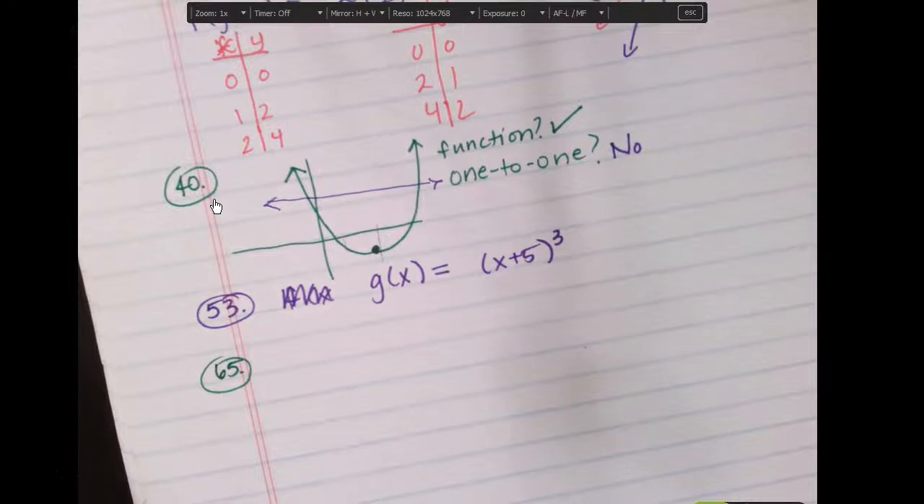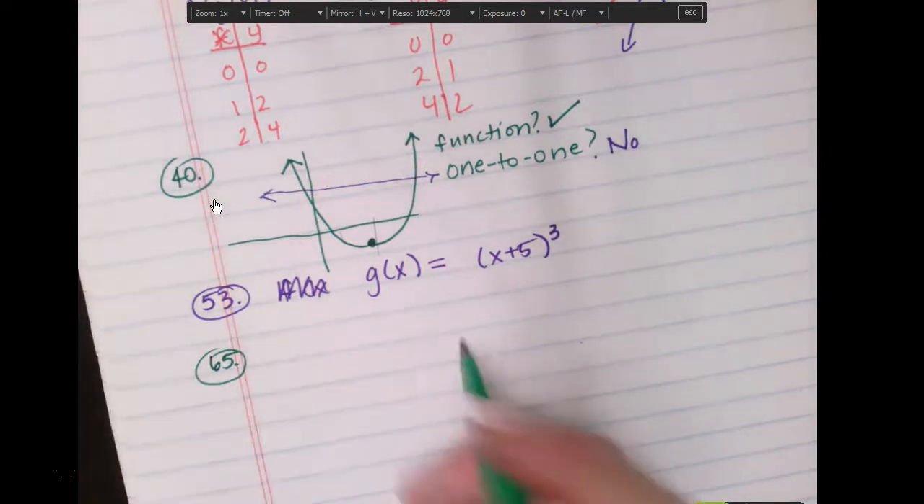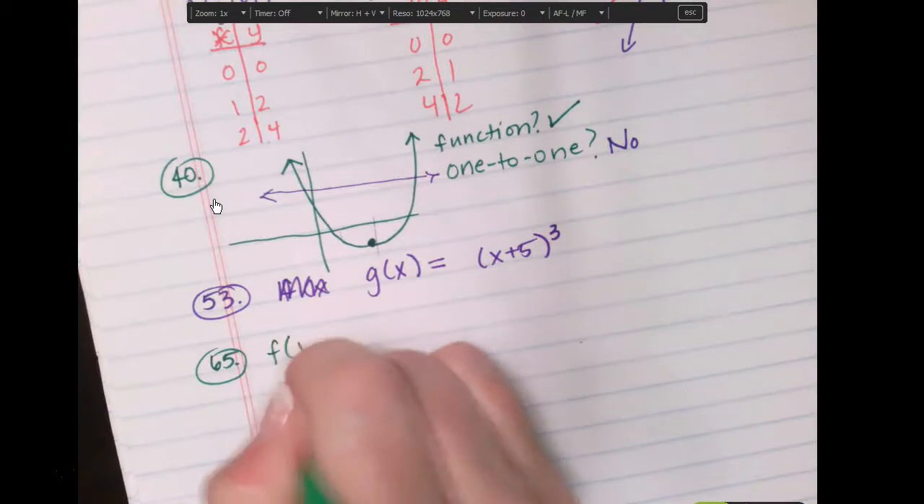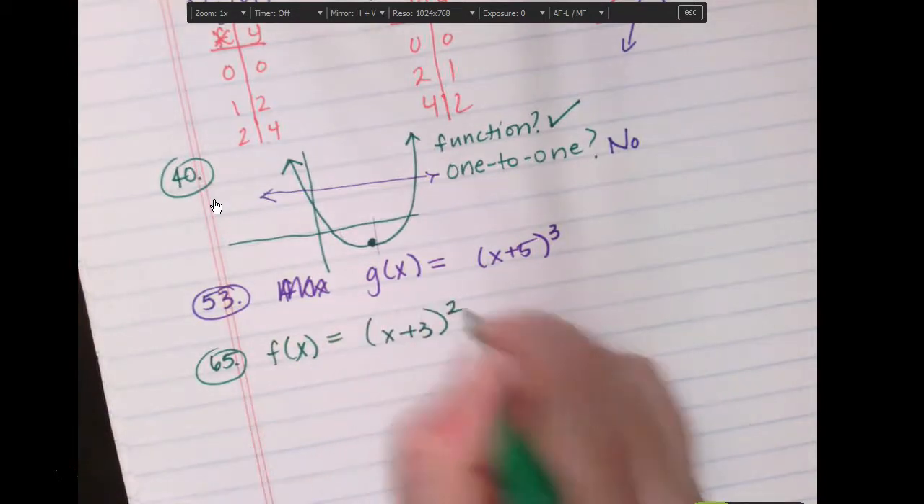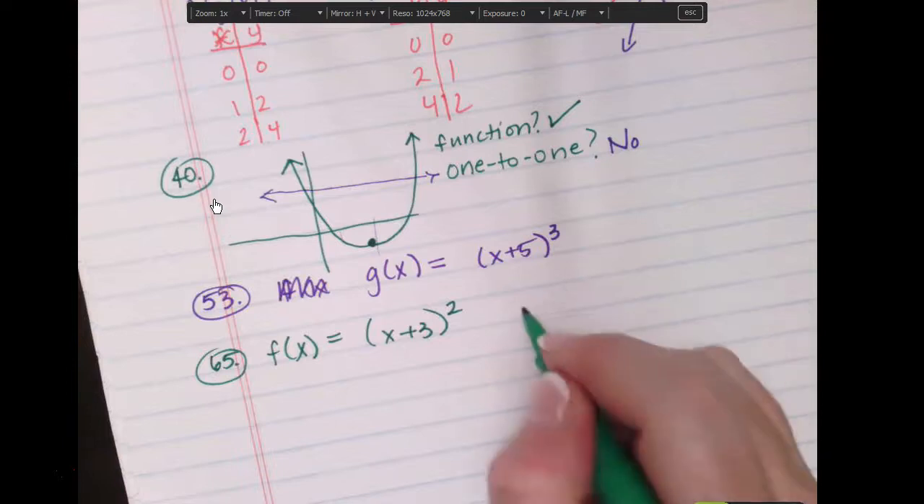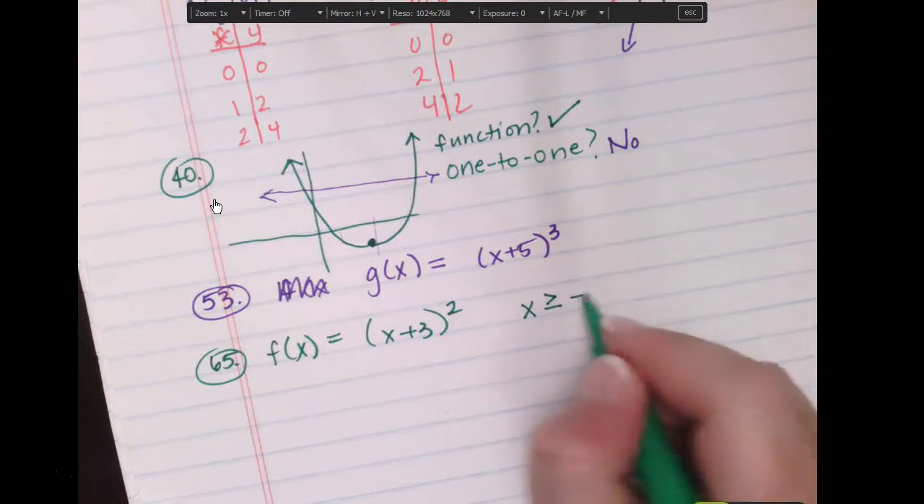Number 65. Let's see the directions. Determine algebraically whether it's one-to-one. Verify it graphically. If it's one-to-one, then find the inverse. Okay, so this one we have to do that work. Alright, so f of x equals (x plus 3) squared. And we're given a domain restriction, x is greater than or equal to -3.